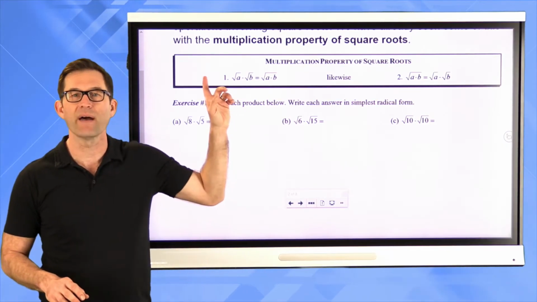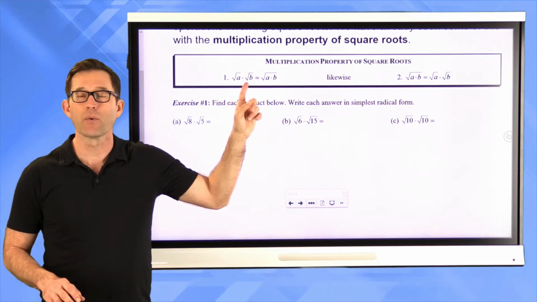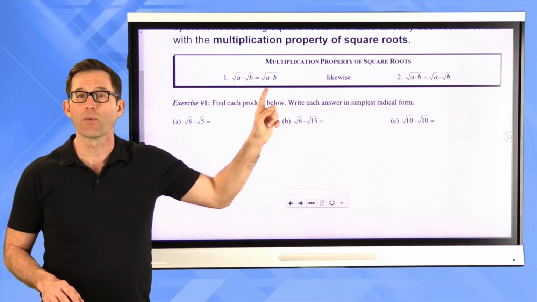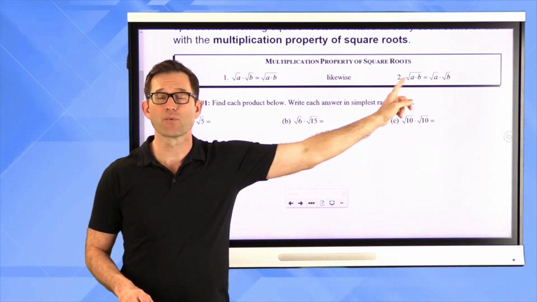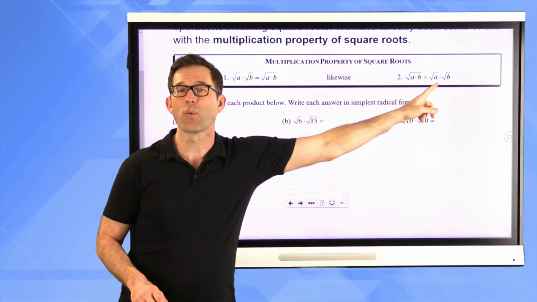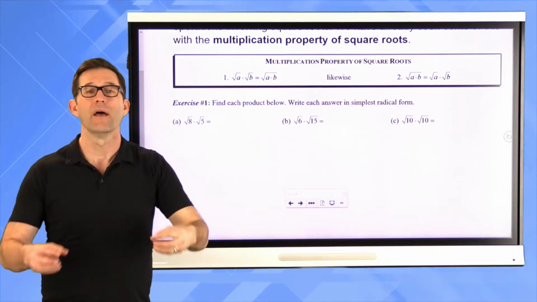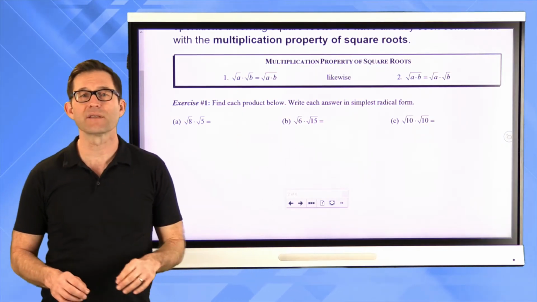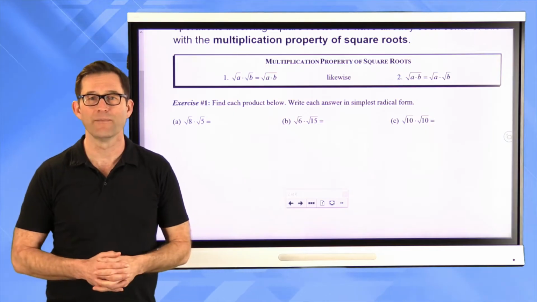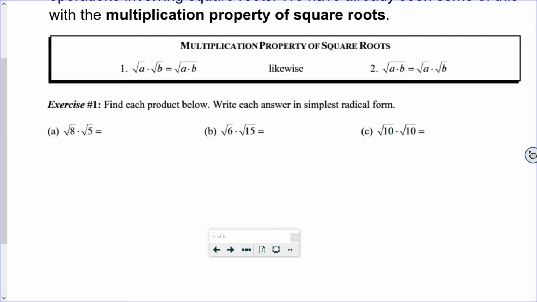In other words, if I have the square root of a times the square root of b, I can get the square root of a times b. And likewise, I can reverse that. If I have the square root of a product, I can do the square root of each portion of the product and then do the product, right? So we've done exercises like this before. Let's take a look at exercise 1. Find each product below. Write each answer in simplest radical form.